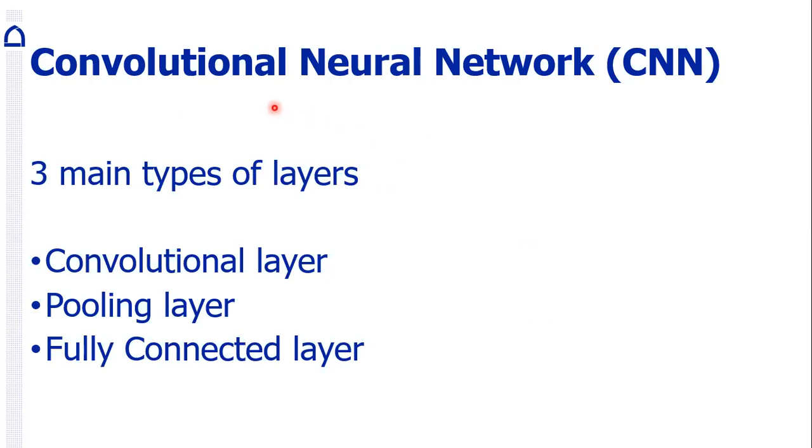So we'll talk about the convolutional neural network. We will talk about the three main layers of the convolutional neural network. We'll talk about the convolution layer, the pooling layer, and the fully connected layer.